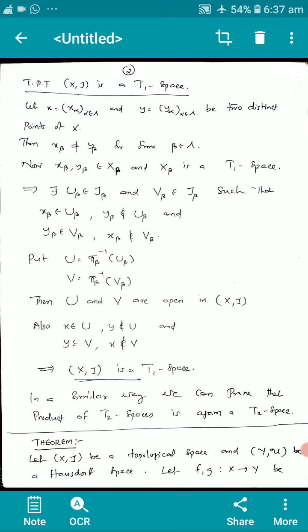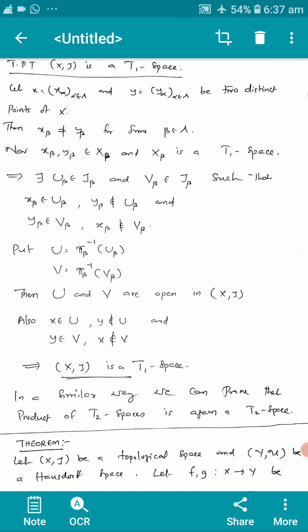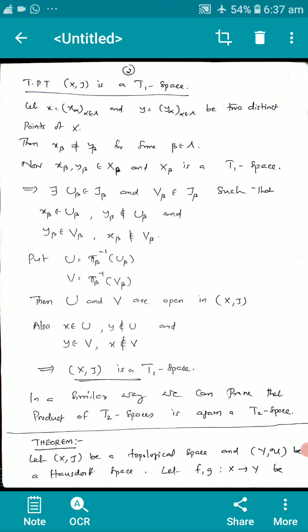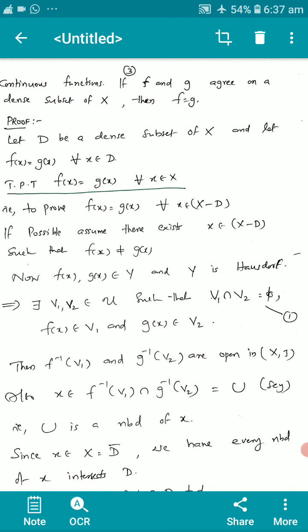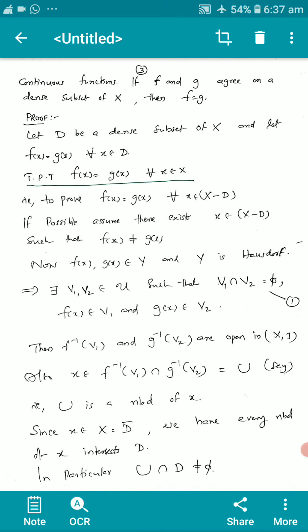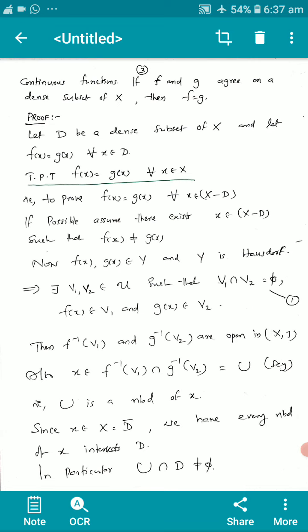Next theorem we can discuss. Let X be a topological space and Y be a Hausdorff space. Let f and g, two functions from X to Y, be continuous functions. If f and g agree on a dense subset of X, then f equals g. You can see the proof of it.